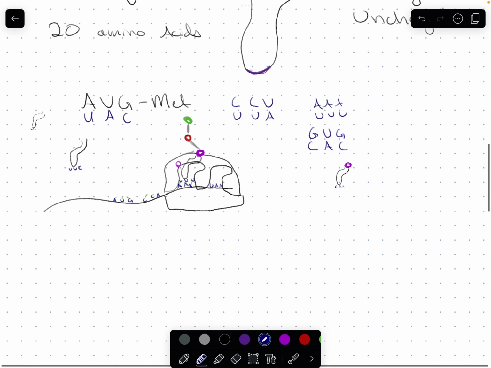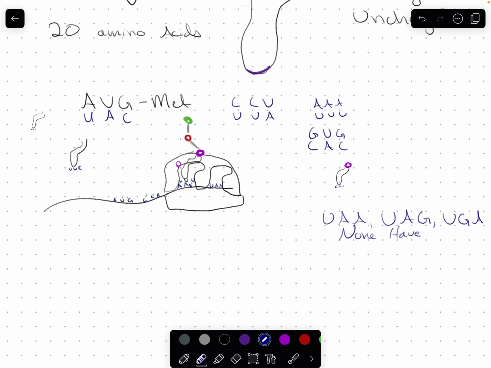Now, what's interesting is that none of the stop codons, UAA, UAG, or UGA, have tRNA assigned to them with an amino acid, because there is no amino acid. These are stops. If we look at our chart, there's no little amino acid attached to these guys.